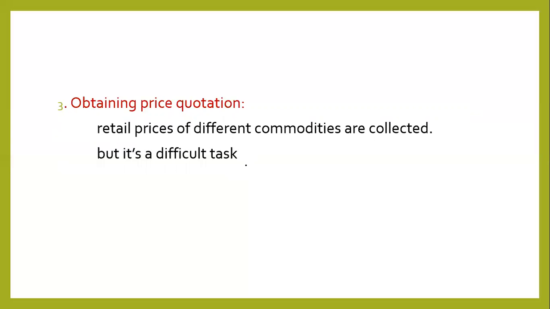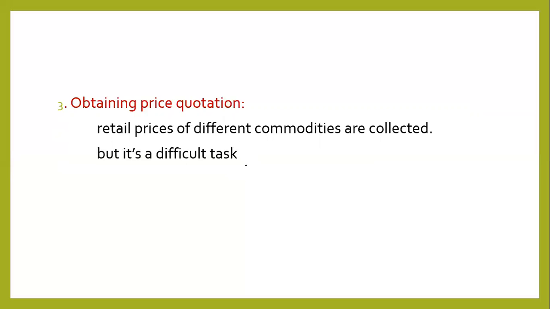So the price varies from one shop to another shop, or from one place to another place. When you take retail prices of different commodities, it becomes a difficult task because the price varies between one consumer's consumption and another's, from one shop to another, or from one area to another. So the price quotation should be collected from various localities, from different areas. You have to collect the price of those commodities.